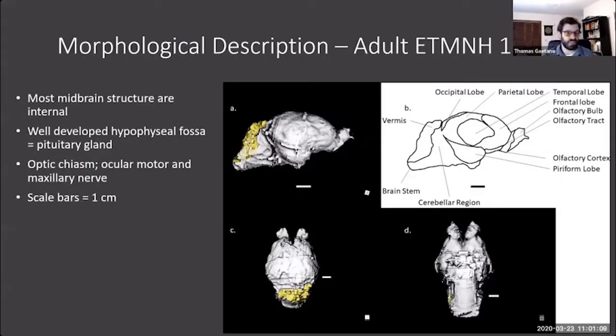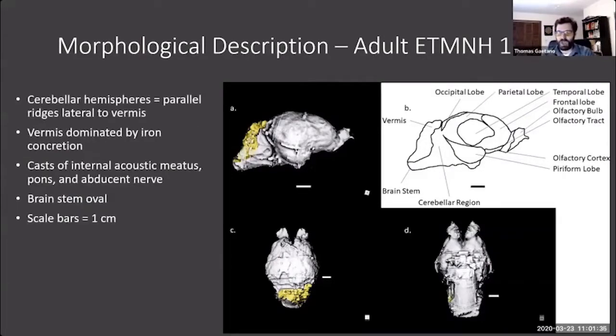The pituitary gland, which is where a lot of hormone regulation happens within the brain. This is signified by the hypophyseal fossa, and that's pretty well developed on this adult endocast of Tapirus polkensis. And then the nerves left some pretty good impressions. The cerebellum, or the hindbrain, so this region right here, is largely comprised of a natural endocast signified in yellow.